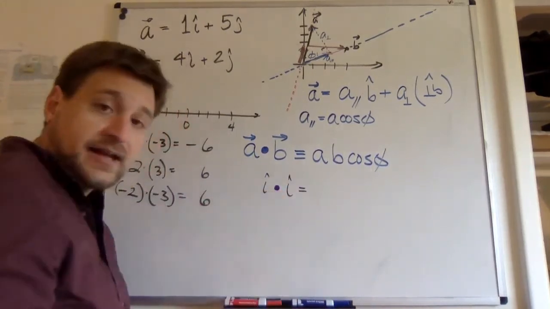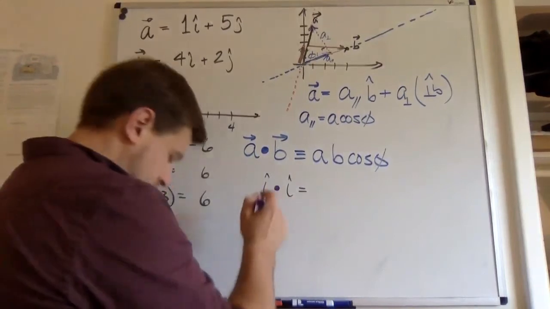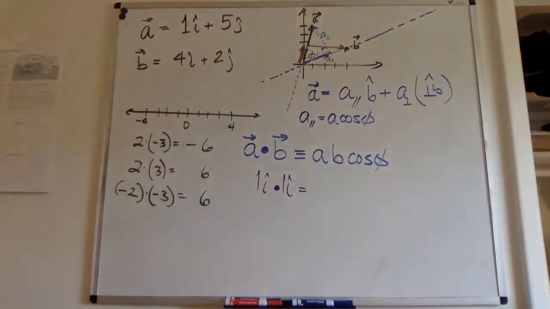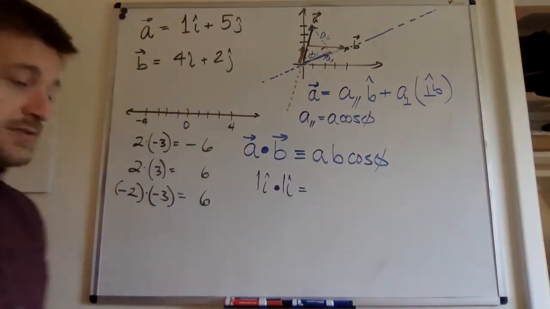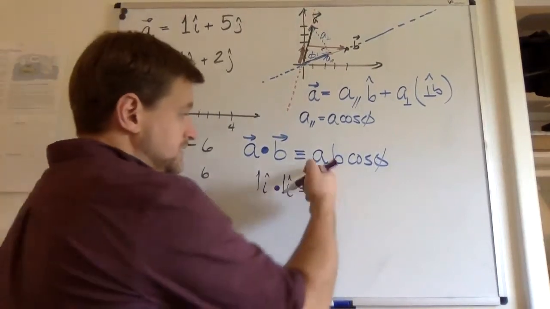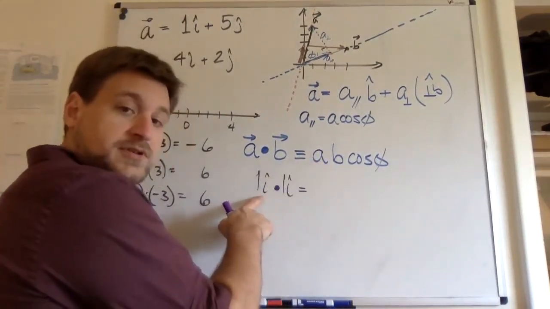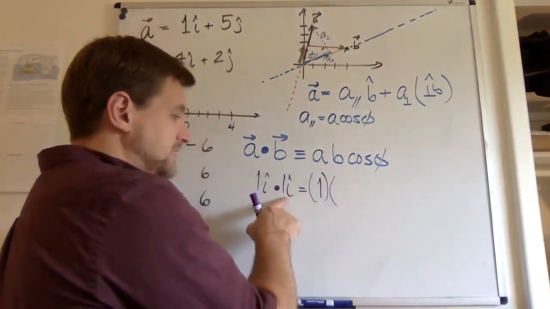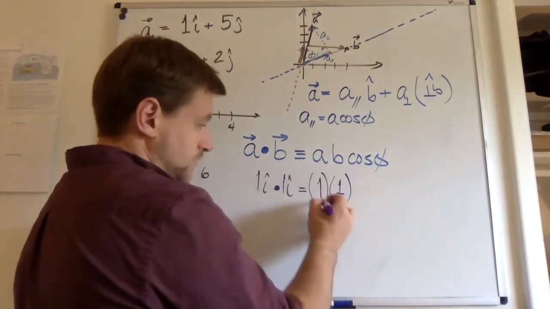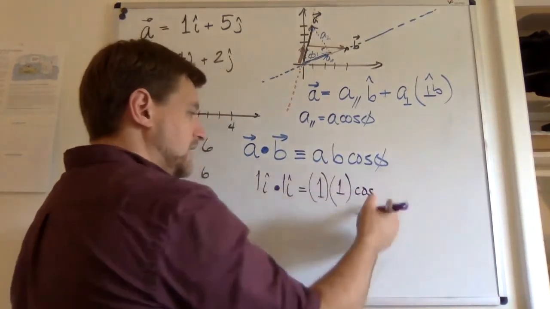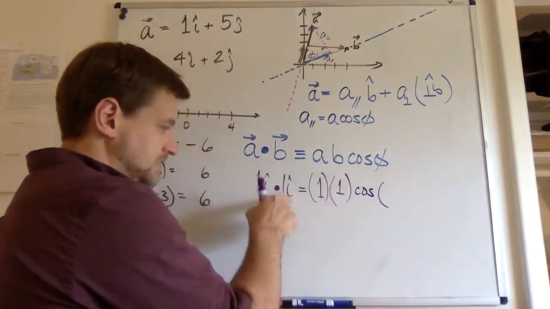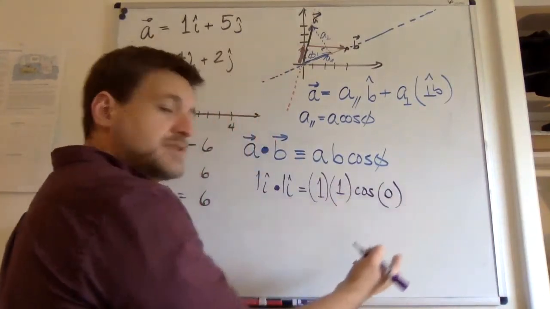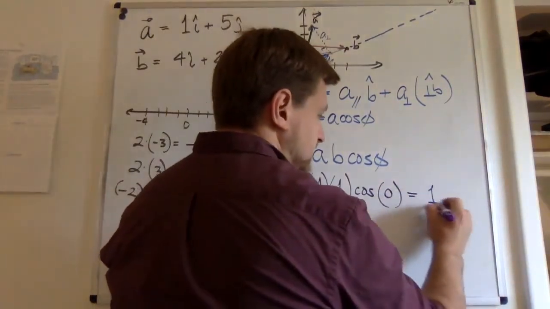I hat dot I hat. Suppose we wanted to dot 1 I hat dot 1 I hat. What is the product of two unit vectors in the x direction? Well, it's the magnitude of the first factor, which is 1, times the magnitude of the second, which is also 1, times the cosine of the angle between the x-axis and the x-axis, which is 0. The cosine of 0 is 1, so this answer is 1.